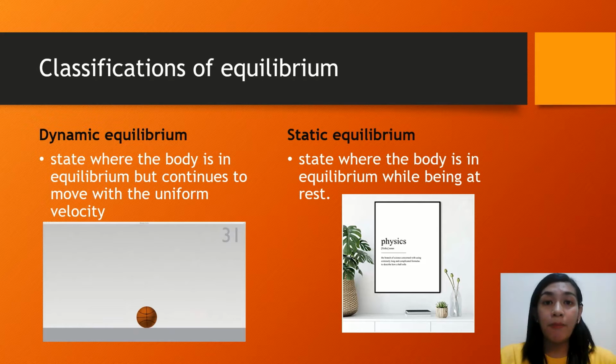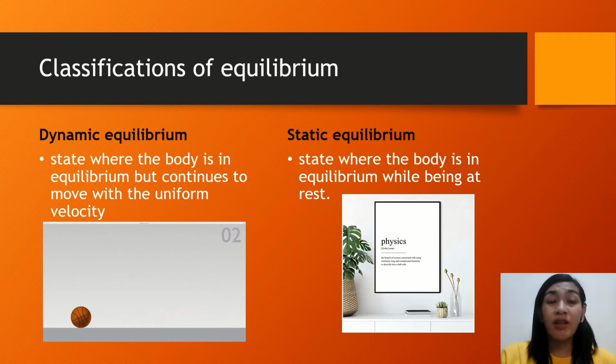While the other type is static equilibrium. It is a state where the body is in equilibrium while being at rest. Our example there is a picture frame hanging on the wall. Or, you may also observe static equilibrium in the other things on the table in the picture.